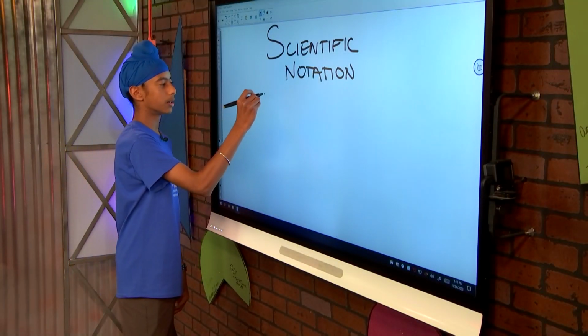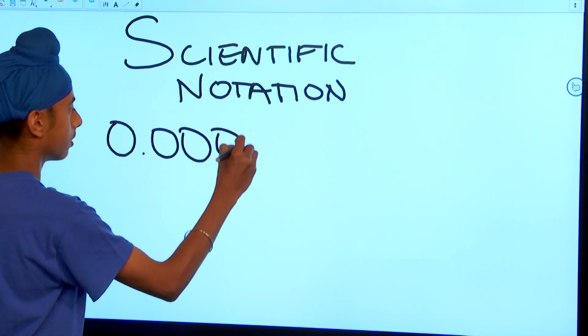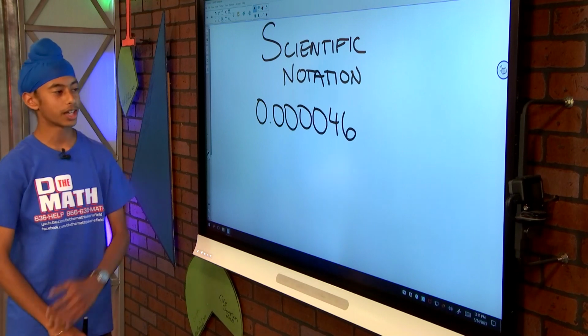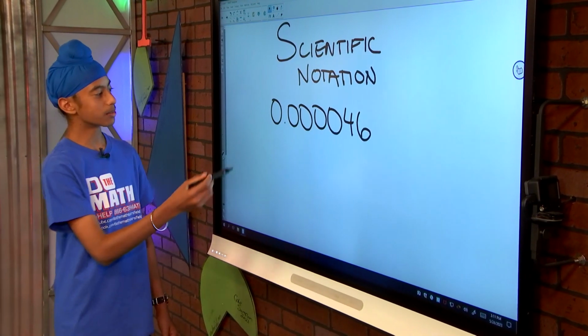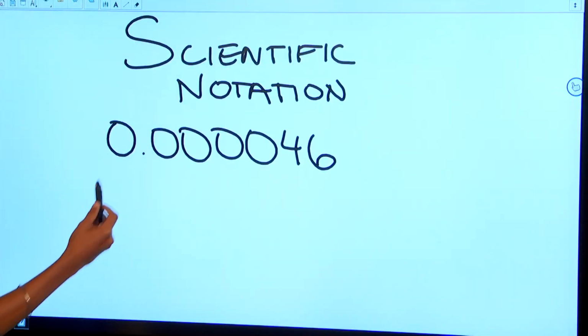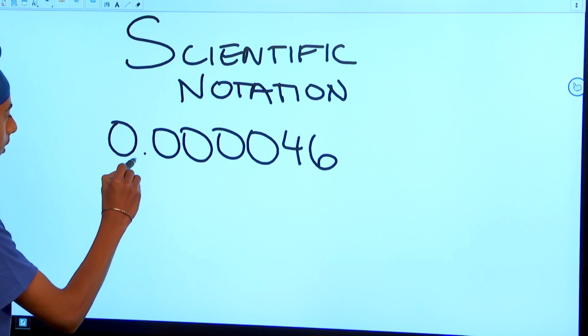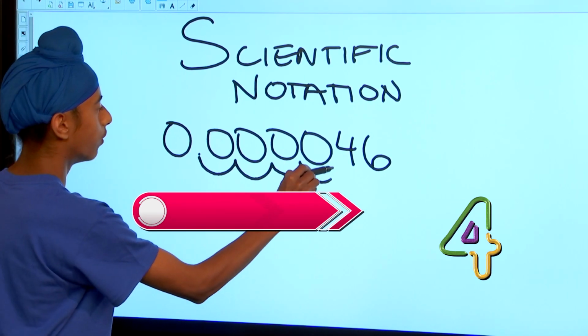So, let's use this number. That took a long time to write, even though it's such a small number. We must do the same thing as my friend earlier explained, and we must move the decimal until there's one non-zero digit to the left of it. So let's count. 1, 2, 3, 4, 5.